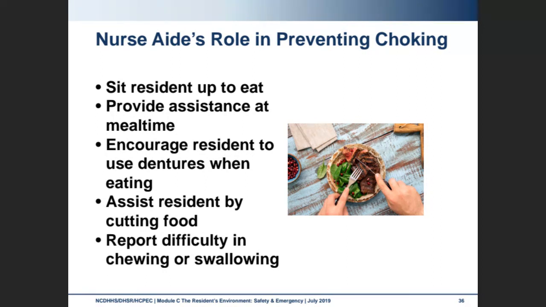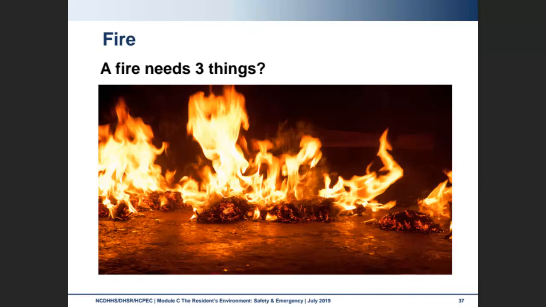Another hazard that we may come across, hopefully not, is a fire. Fires need three things to live, right? They need heat, fuel, and oxygen. Fires can be prevented by removing one of those elements. That's going to help to put the fire out.